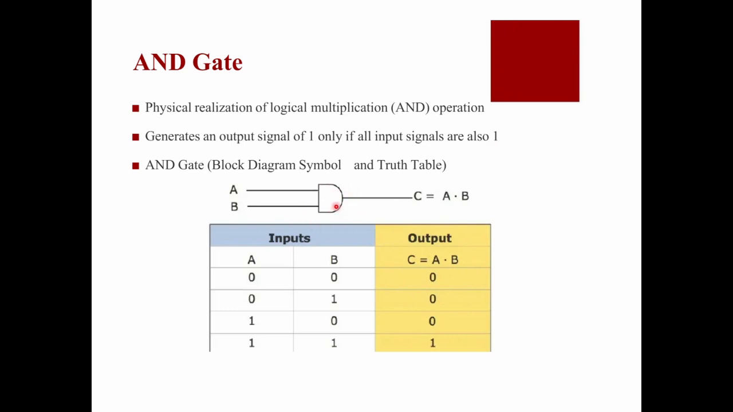This is the symbol. For the algebra expression, we can write C. Example, the output is C equals A dot B.